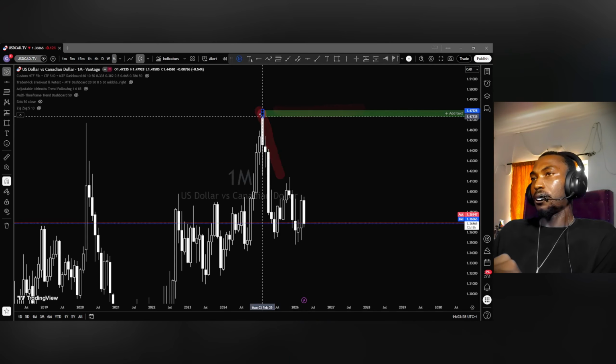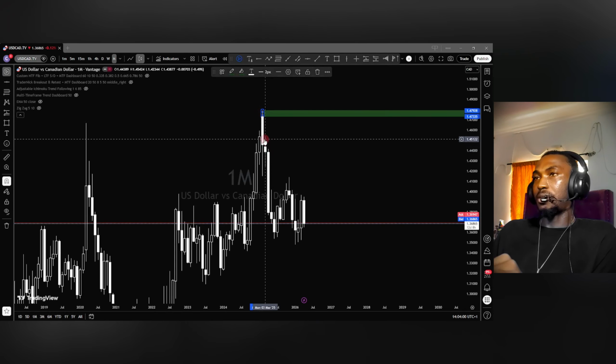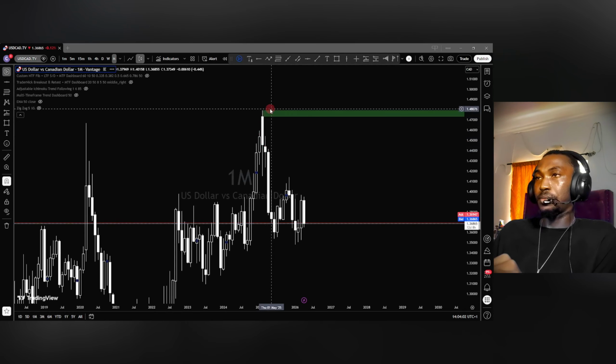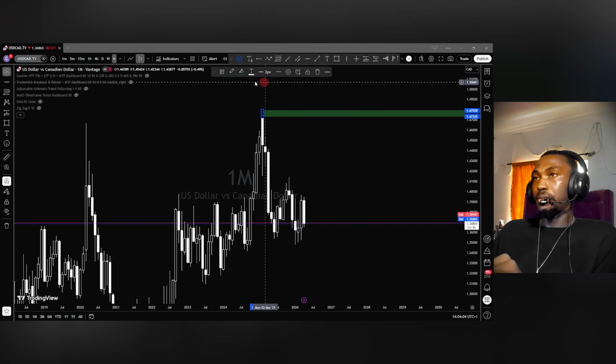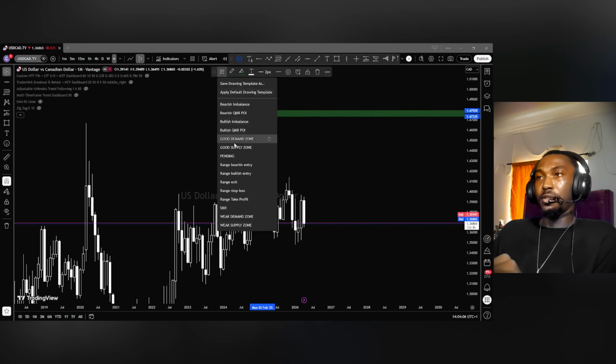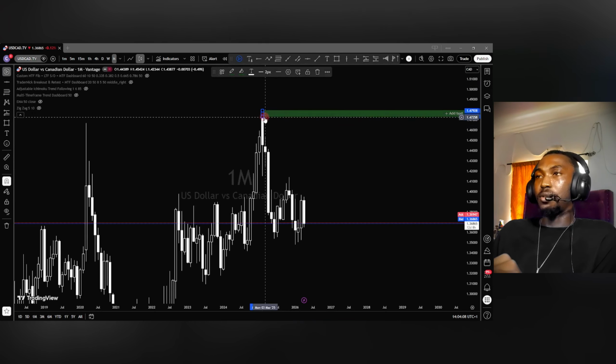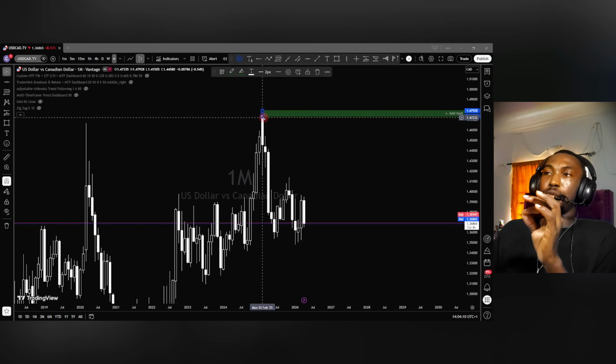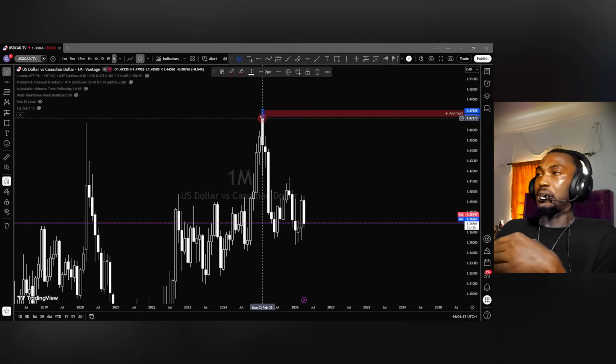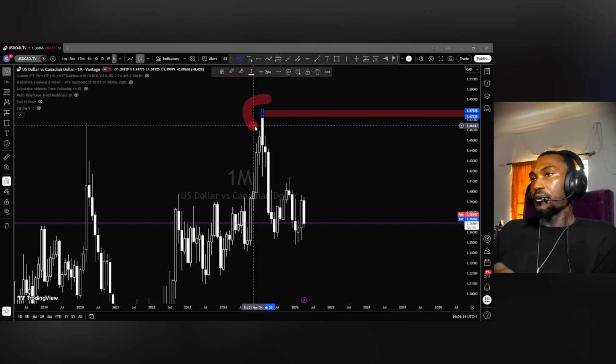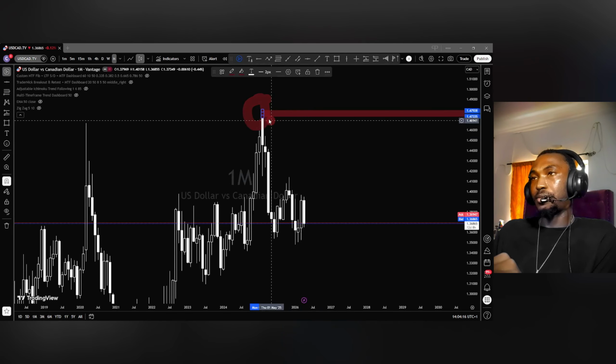If you say this entire place is a supply zone, you are correct. You're very, very correct. But this is where you are mistaken. The word you use is a zone. It means it has to be a range of price. If this is a range of price, then it is correct.